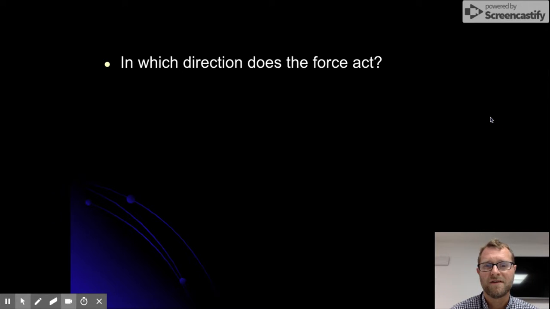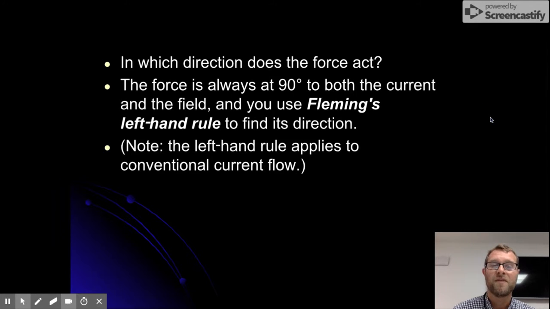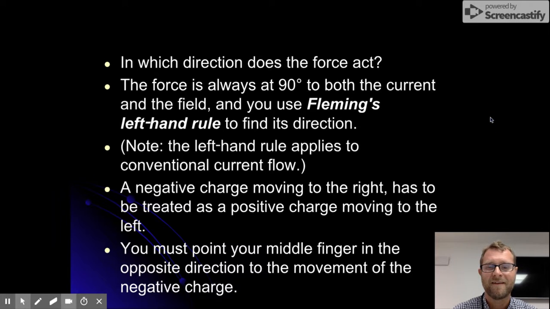So let's think about this. In which direction does the force act? Well, the force is always at 90 degrees to both the current and the field. Use Fleming's left-hand rule to find its direction. Now, note the left-hand rule applies for conventional current flow, so it would be the opposite direction to which the electron's traveling. Don't forget that. So a negative charge moving to the right has to be treated as a positive charge moving to the left. So you must point your middle finger in the opposite direction to the movement of the negative charge.